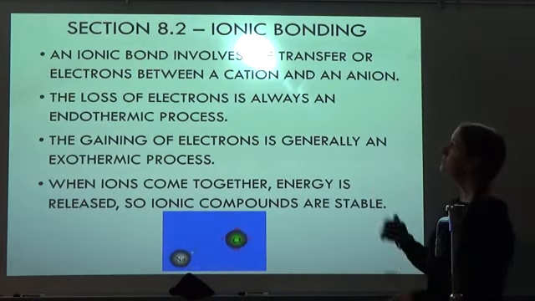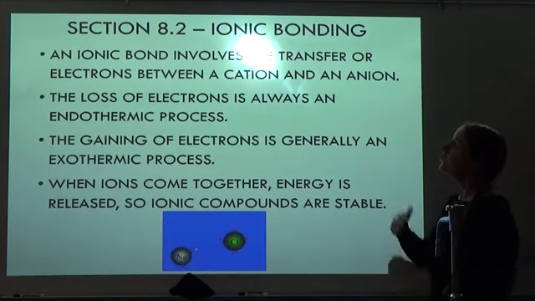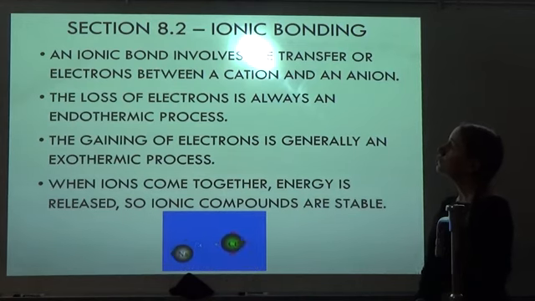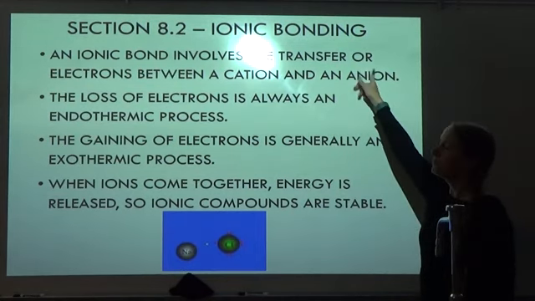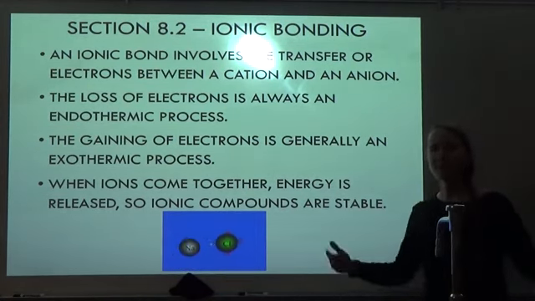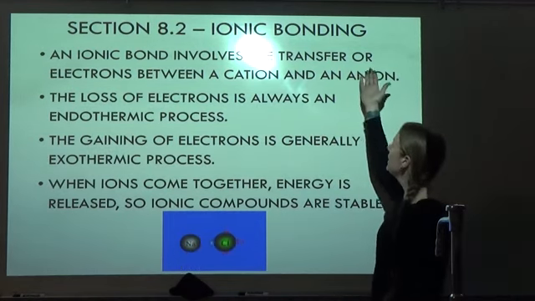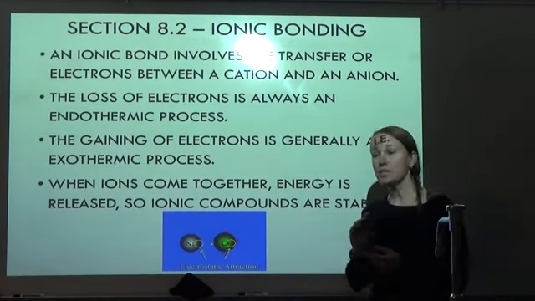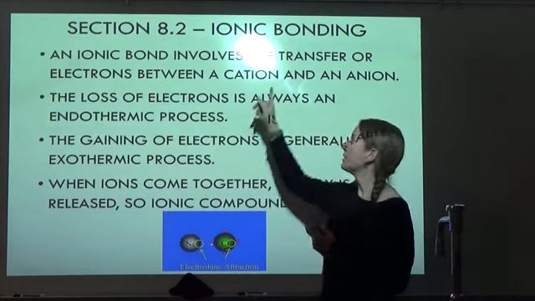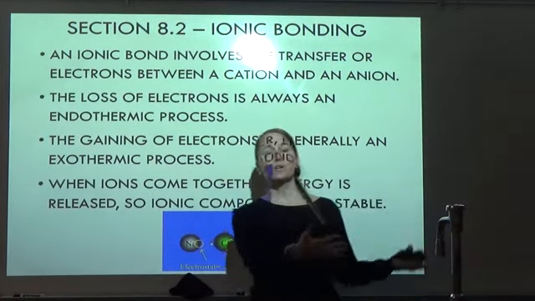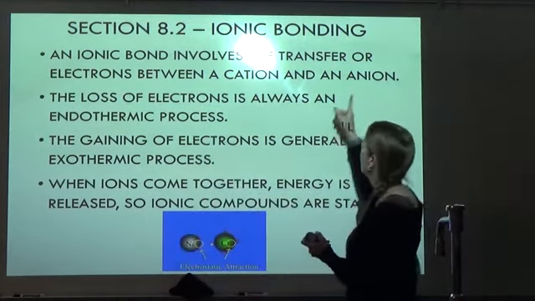So Section 8.2 is on ionic bonding. An ionic bond involves the transfer of electrons between a cation and an anion. So remember, cation's positive, anion's negative. The atom is going to give electrons and become a cation, and the other atom is going to accept the electrons and become the anion.